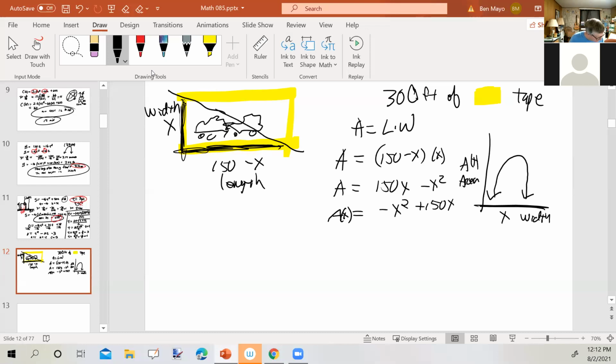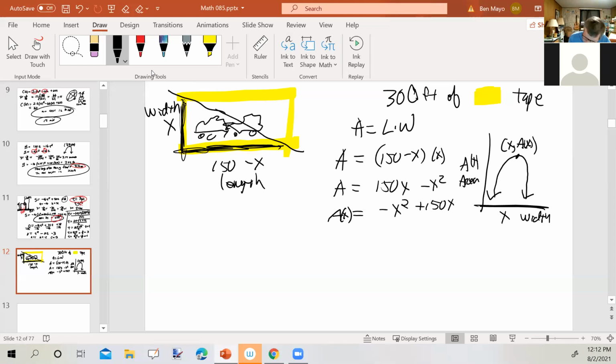The question said, what dimensions should you use to seal off the maximum rectangular area? So we need to find the width and the length. What is the maximum area? So basically, we need the X and the A of X. We need the two values of the vertex. The X value would be the width. The A of X value would be the maximum area.